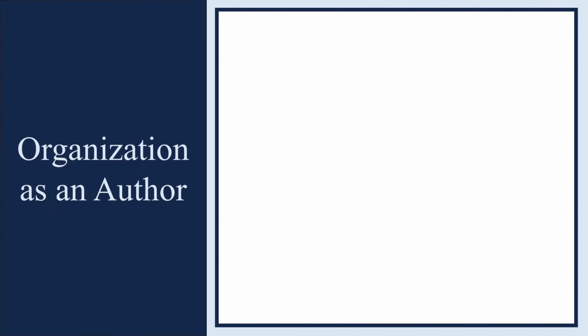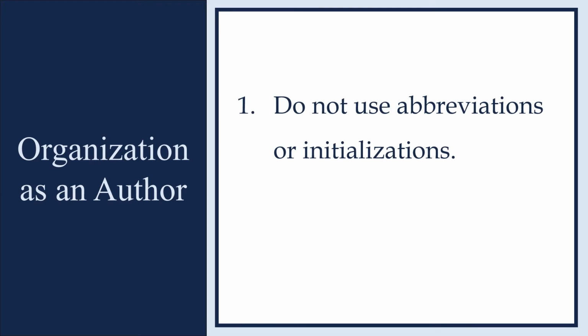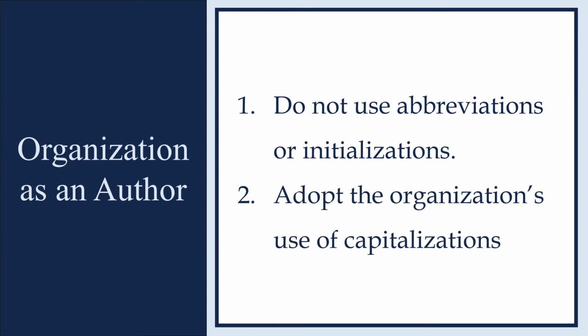In some instances, you may be recognizing an organization or a company as an author. In such cases, there are two things you want to consider. First, do not use abbreviations or initializations. We want to use the organization or company's full name. Second, use the organization's use of capitalization. There are some instances where the capitalization may be irregular, but you still have to conform to the way they spell their name.